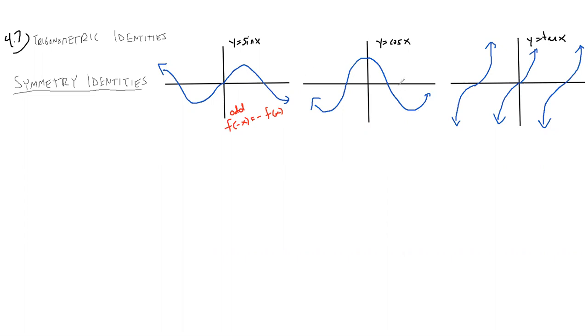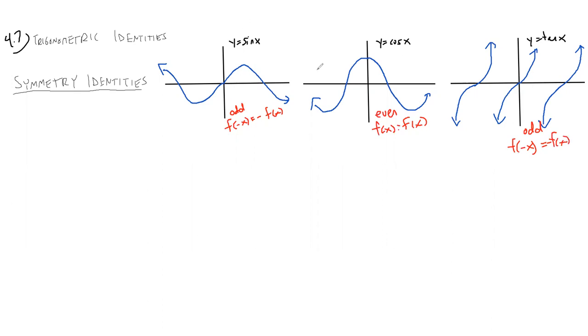Cos x is that reflection across the y-axis, so that's even, and that means that f of negative x equals f of x. The minus just kind of cancels. And tan x, you can get this from doing sine over cos, or sine of negative x over cos of negative x. We can also see that it is a rotation of itself, so that's also going to be odd, which satisfies f of negative x is negative f of x.